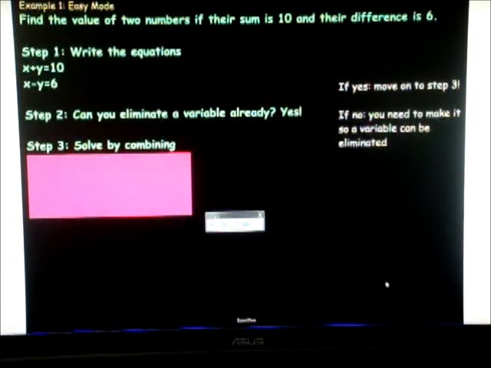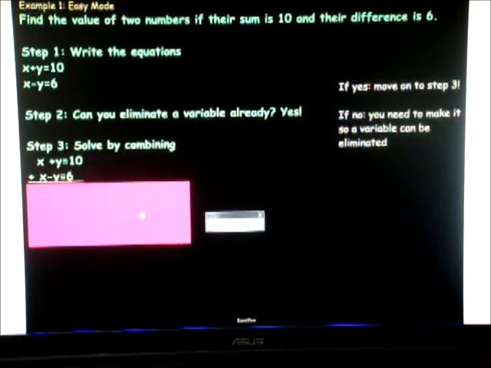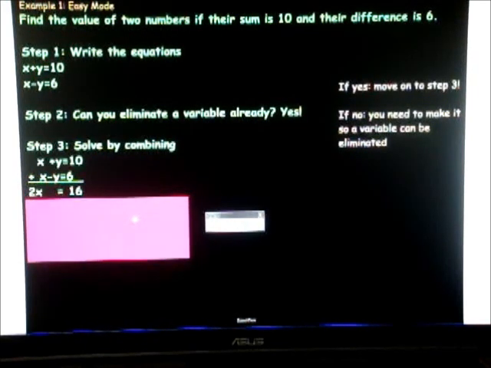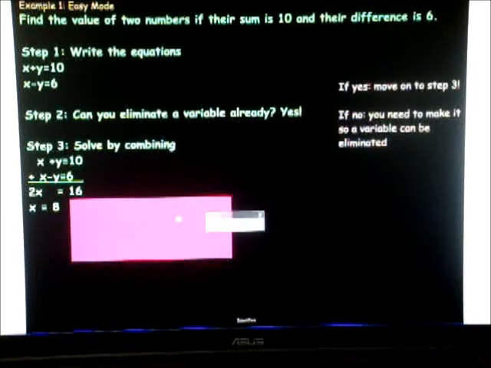So I have a very happy yes. If you can cancel it out, we just combine the 2 equations, and it's as simple as adding them. Combine means to add. So when I plug this in, I come up with 2x is 16, x equals 8. That means my bigger number is 8.